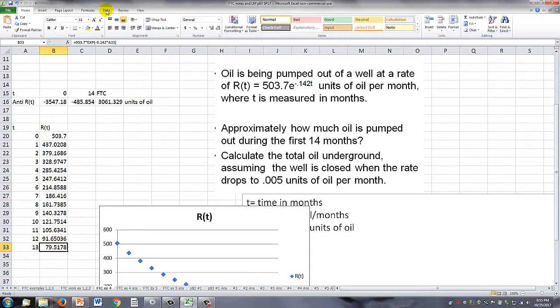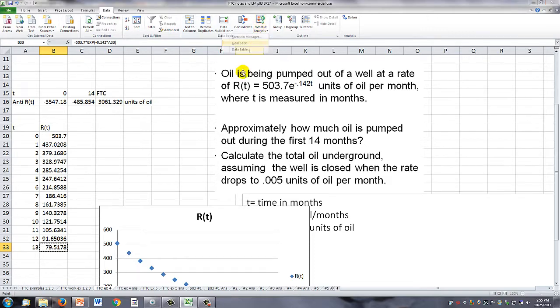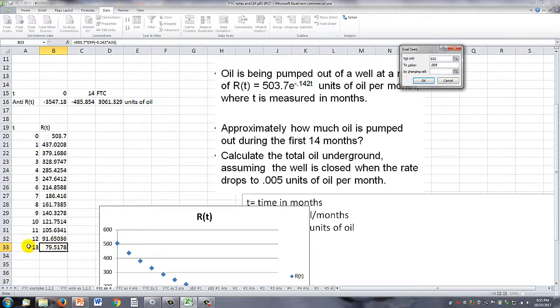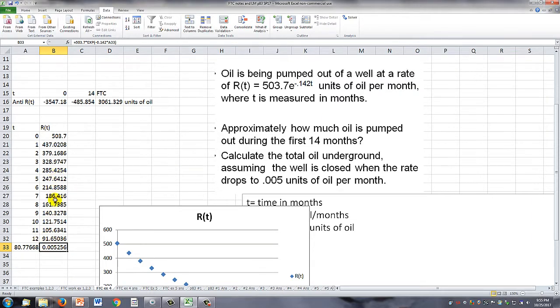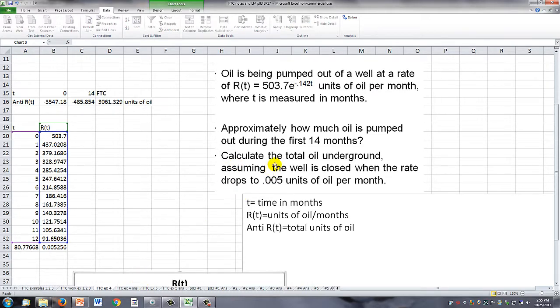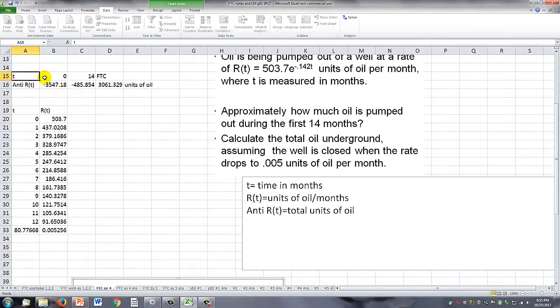So if I goal seek this to 0.005 by changing this cell, it'll tell me the month when the rate of oil per month drops below 0.005. And that's month 80.77. So now I can answer this question. It says calculate the total oil underground. So that's going to be this.